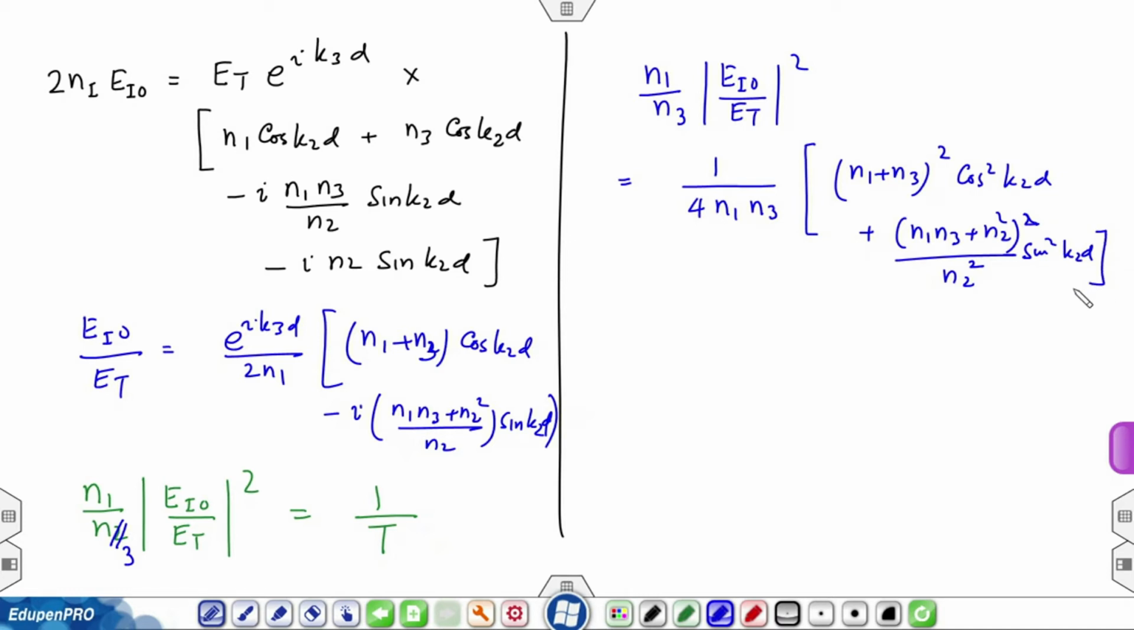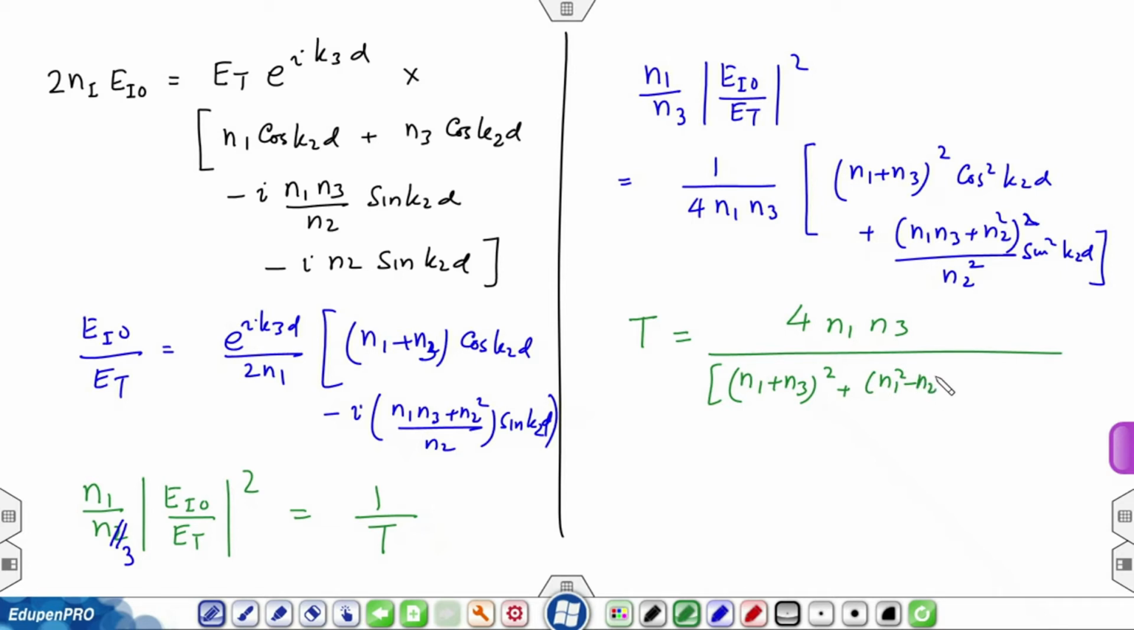You can now simplify this and get t equal to 4N1N3 divided by N1 plus N3 square plus N1 square minus N2 square times N3 square minus N2 square divided by N2 square sine square K2 D. That is the transmission coefficient.